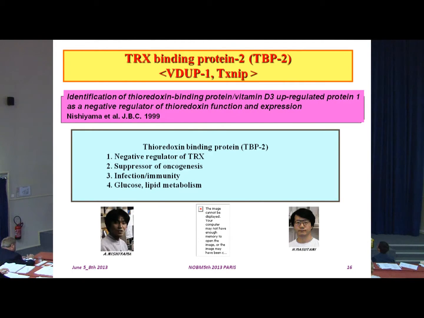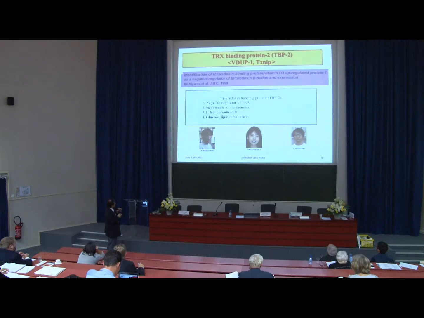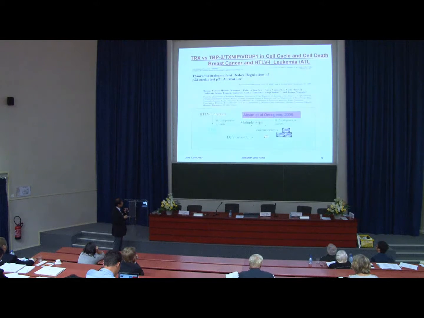And here I will focus on the thioredoxin target molecule VDUP1, or in other words TXNIP, or thioredoxin binding protein 2, which we have been working on for more than 10 years. It's a negative regulator of thioredoxin and a suppressor of some oncogenesis, and also involved in infection and immunity. In particular, glucose and lipid metabolism is deeply involved with this thioredoxin target molecule.